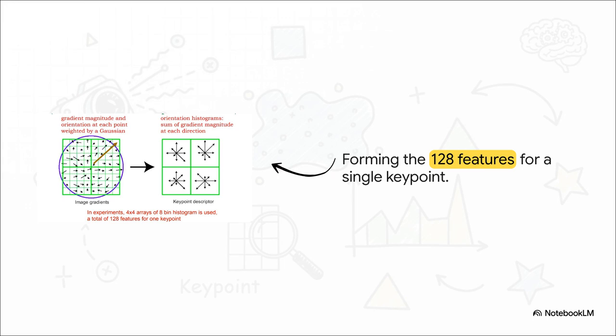The algorithm takes a 16 by 16 pixel neighborhood around the key point and it divides it into 16 smaller 4x4 subblocks. For every single one of those subblocks, it calculates an 8-bin histogram based on which way the light and dark edges are pointing. So 16 subblocks multiplied by 8 bins, that gives us exactly 128 dimensions. It becomes a highly specific, totally unique signature for that one specific point.